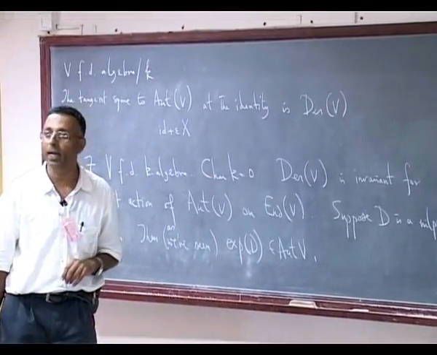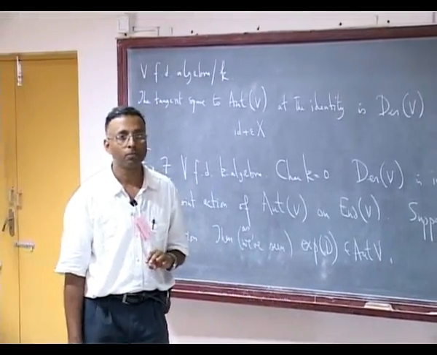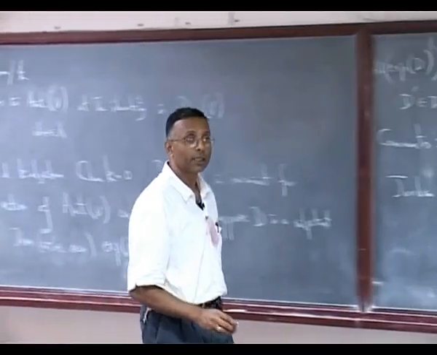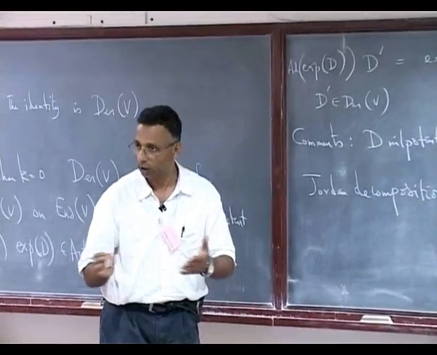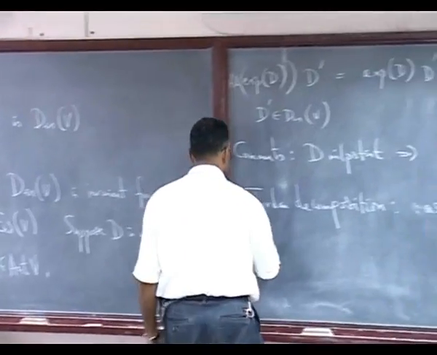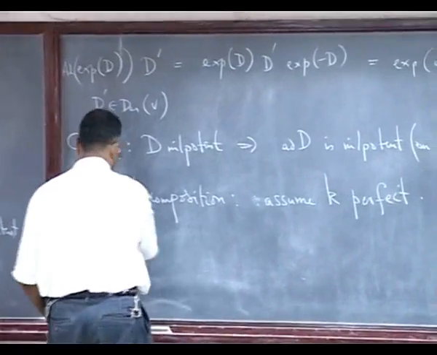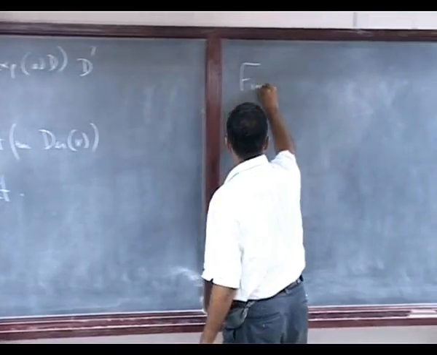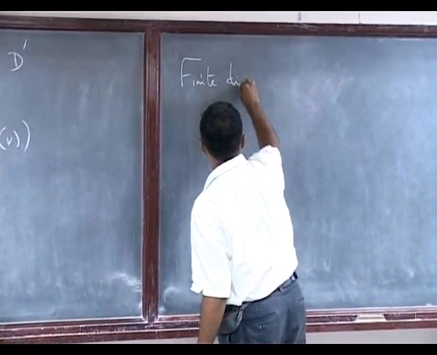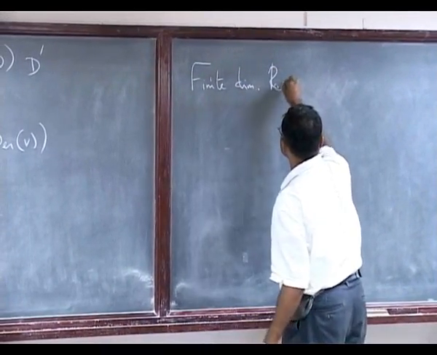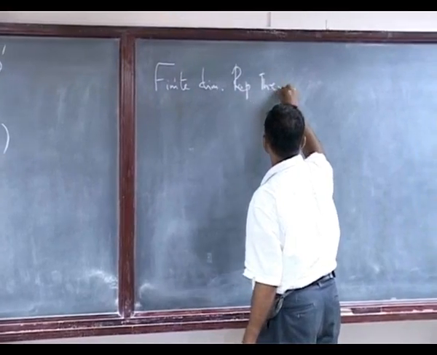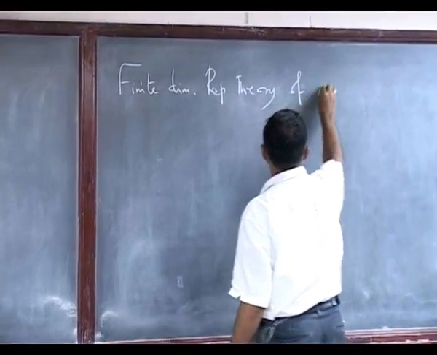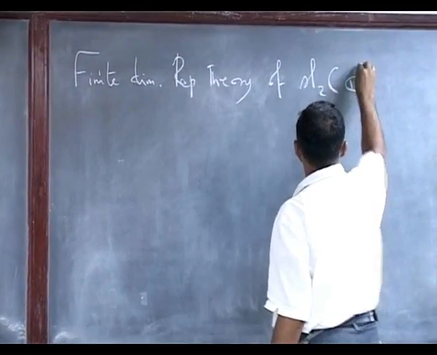So now let's get back to the representation theory of SL2C. That's what we were doing. So finite dimensional. Let me start here. Finite dimensional representation theory of SL2C.